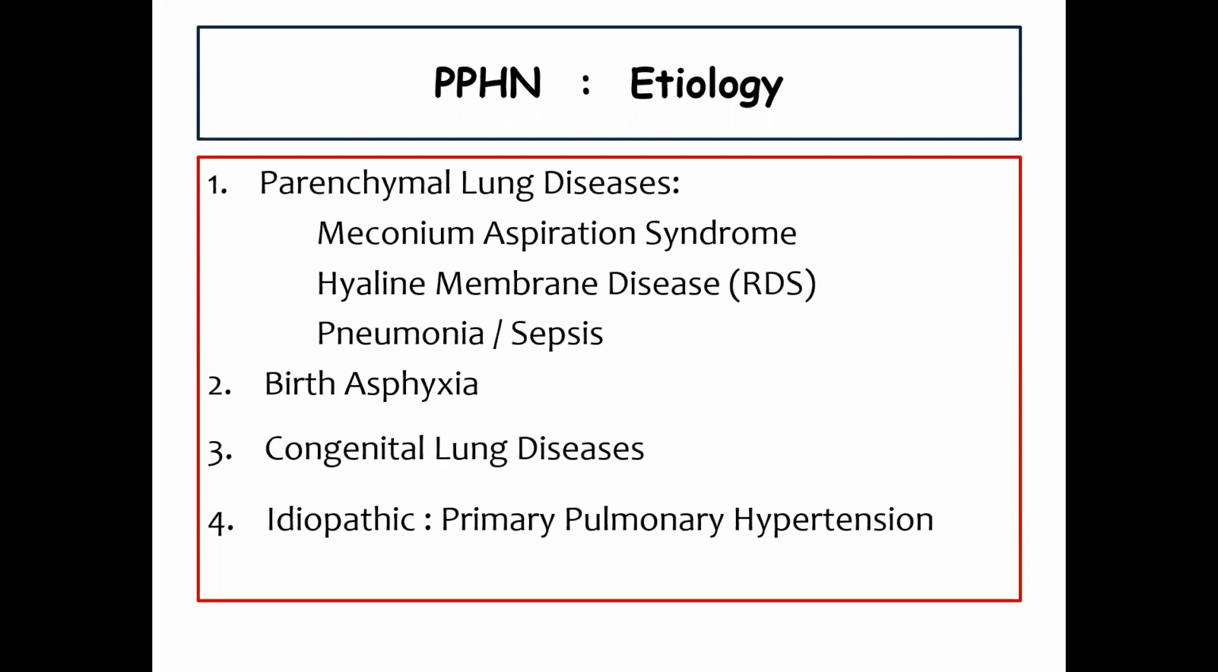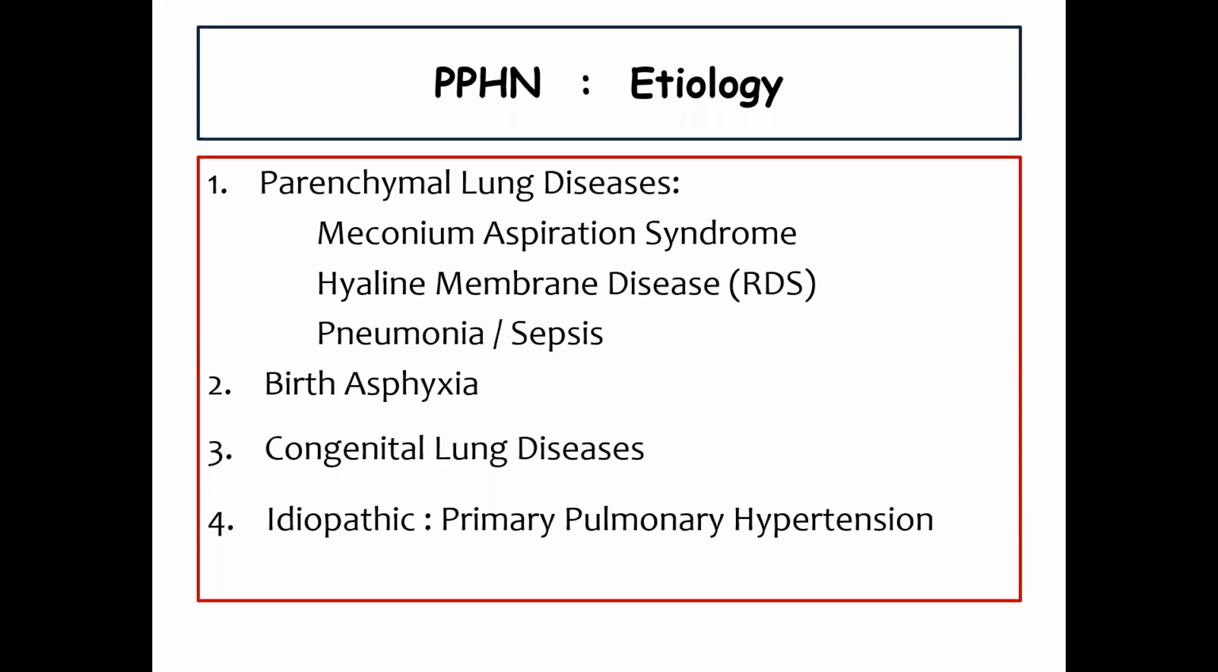So one of the most important groups of causes is secondary PPHN due to severe parenchymal lung diseases, which can vary from meconium aspiration syndrome or hyaline membrane disease or RDS in a preterm baby, and lung infections such as pneumonia or sepsis. The second most important group of causes is hypoxia secondary to either birth asphyxia at birth or postnatal hypoxia, like a sudden hypoxic event or hypoxia secondary to postnatally acquired infections can also trigger severe PPHN.